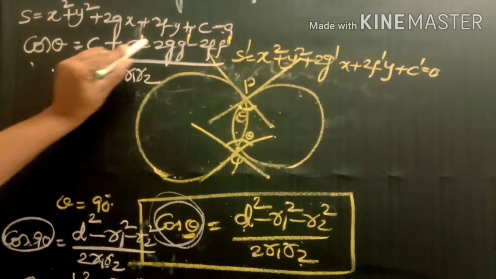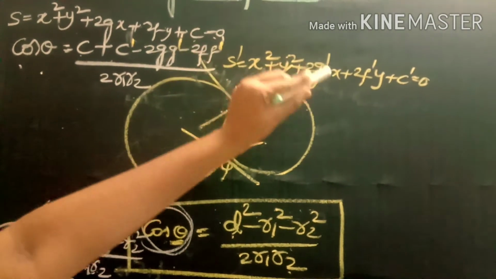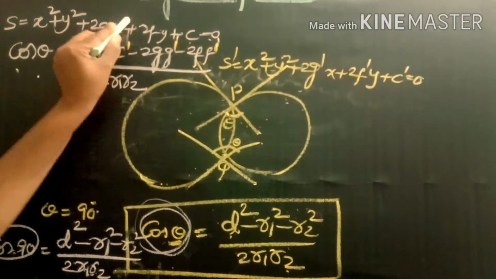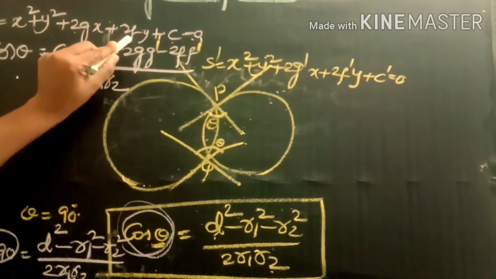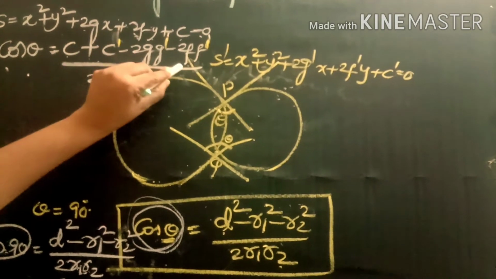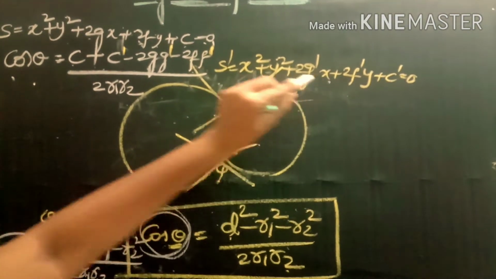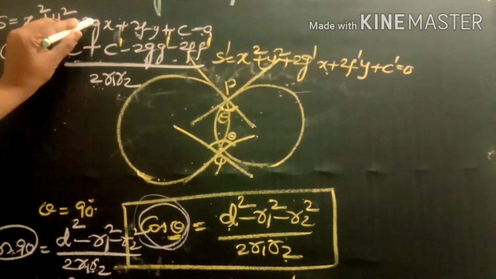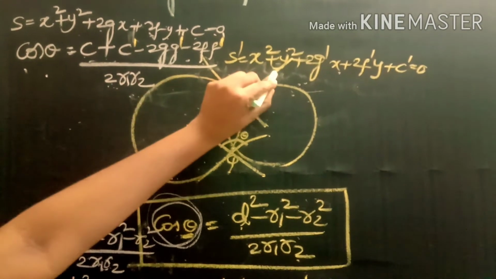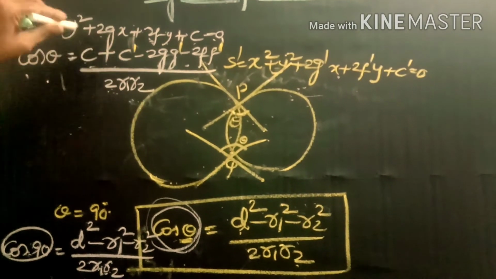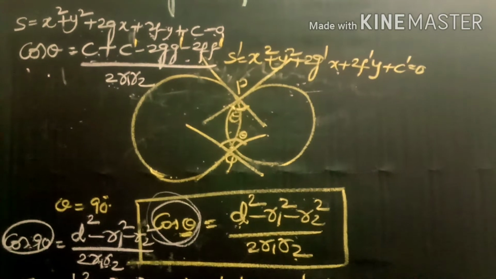Here c, c dash are the constants in the given two circles, and g, g dash are taken from the x coefficient, and 2ff dash from the y coefficient. From the y coefficient we can take the f value, and also f dash, divided by 2r1 r2. r1 means the radius of the first circle, r2 is the radius of the second circle. This is the simplified form of this formula.